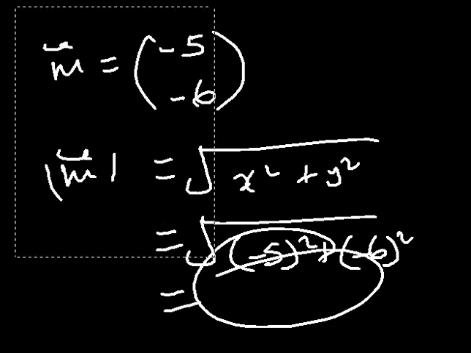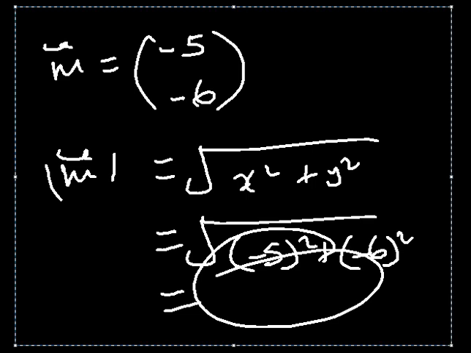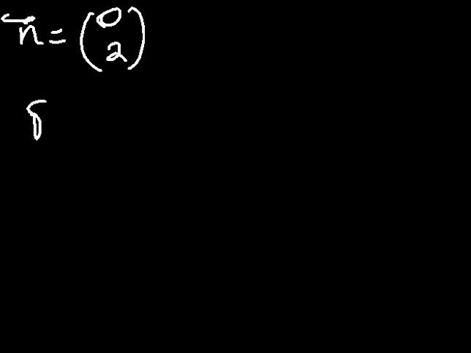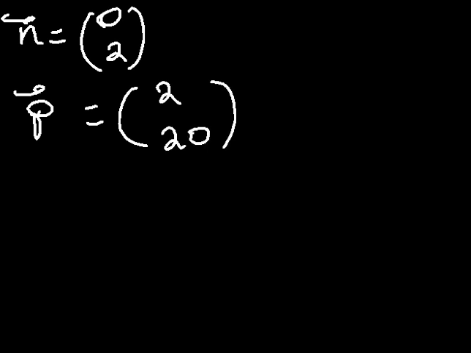Also try to find the magnitude of the following vectors. Let's say I have the vector n, that is (0, 2). And also try this: let's say we have a vector p given as (2, 20). What is the magnitude? You should have that.